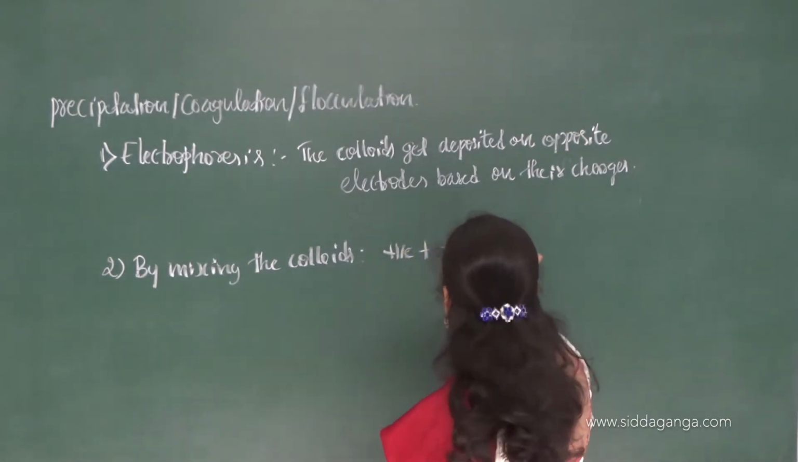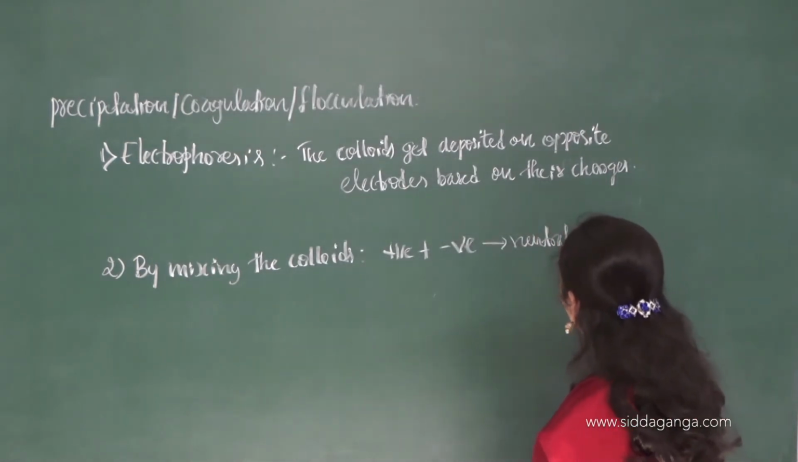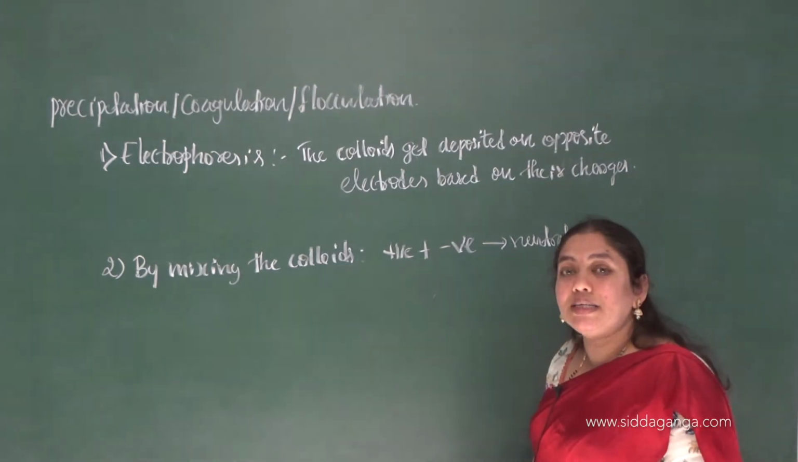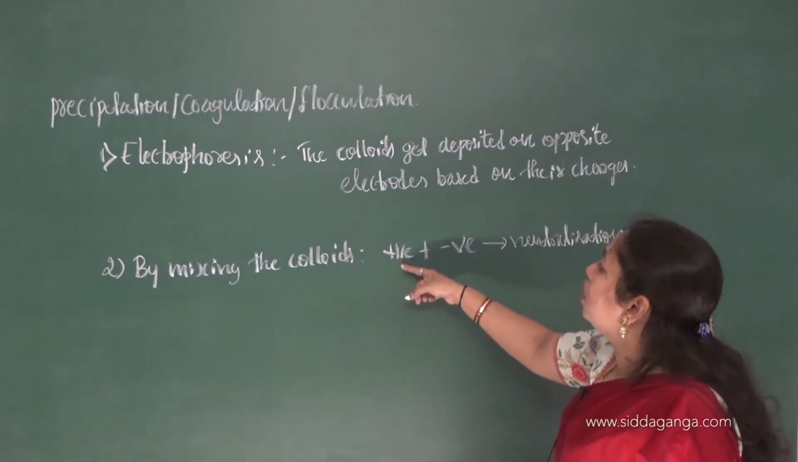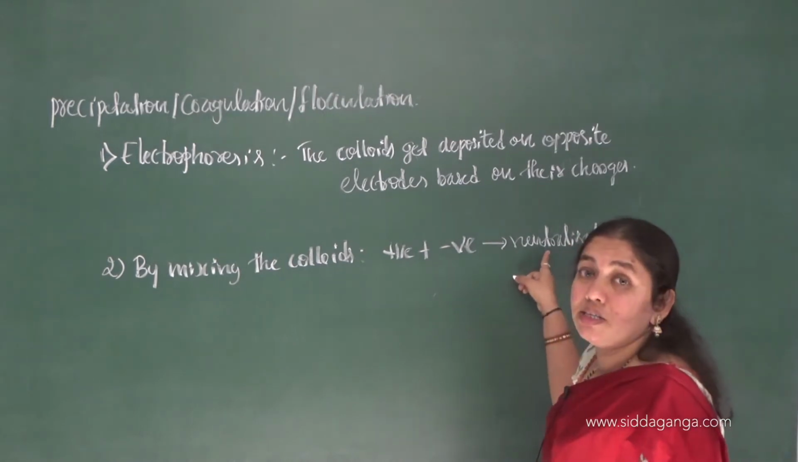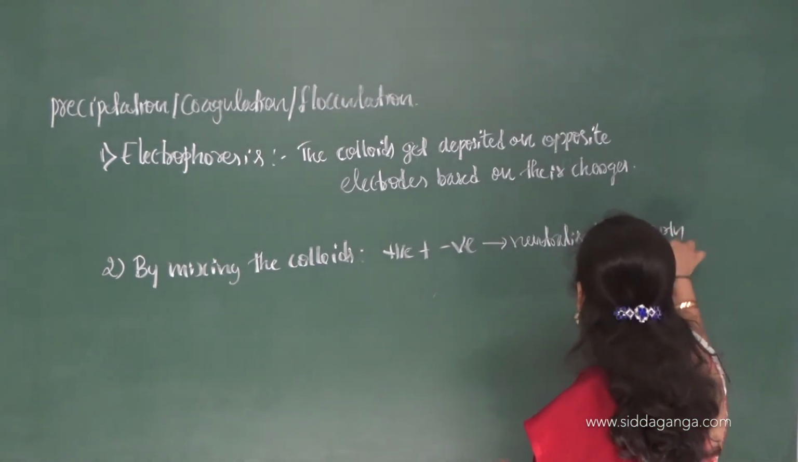So which leads to what? Neutralization. You know this one, just like your acid and base, they will get neutralized. Likewise here, number of positive charges is equal to number of negative charges, then the solution will get neutralized. So that leads to what? Precipitation of that colloidal solution.